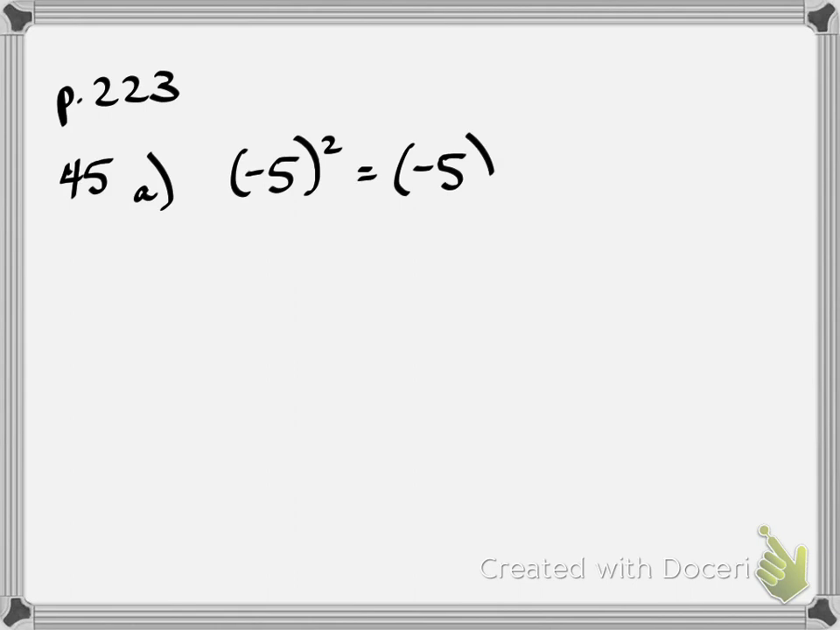So 45, it was parenthesis -5 squared. Remember that's 2 of the negative 5s. Negative times negative is a positive.